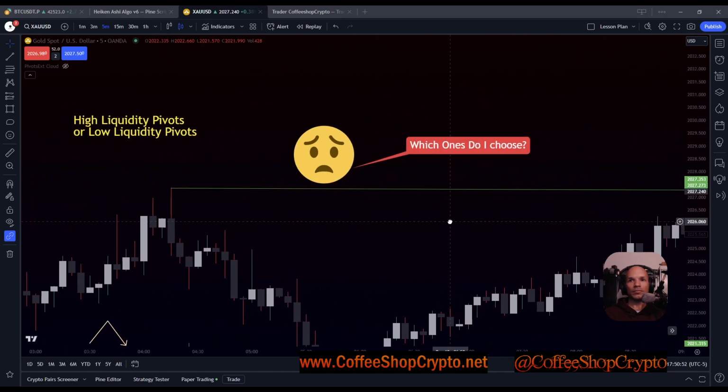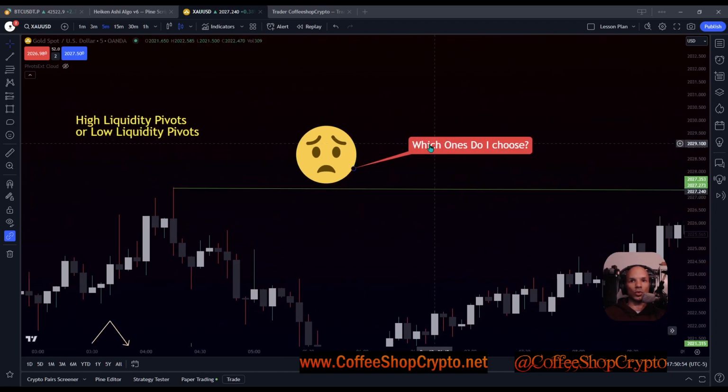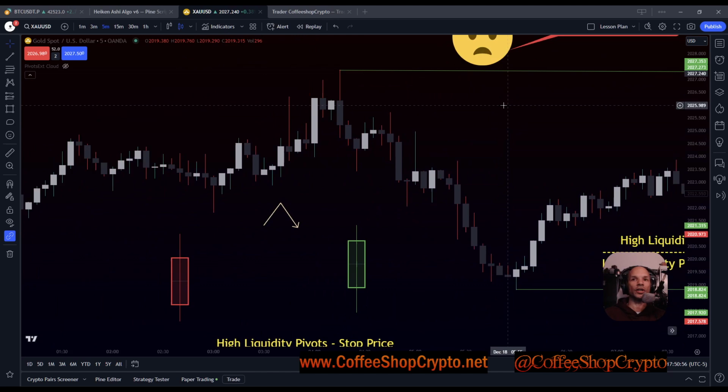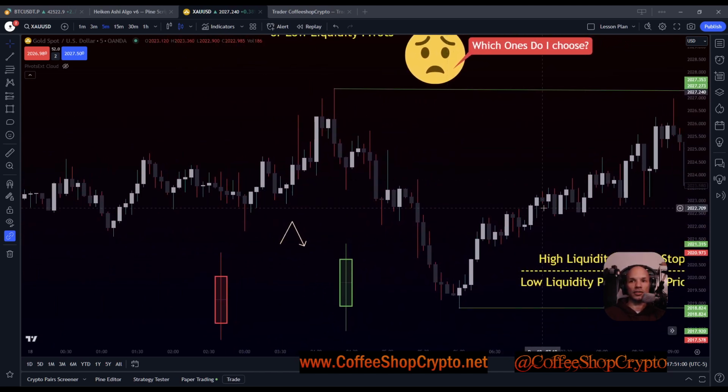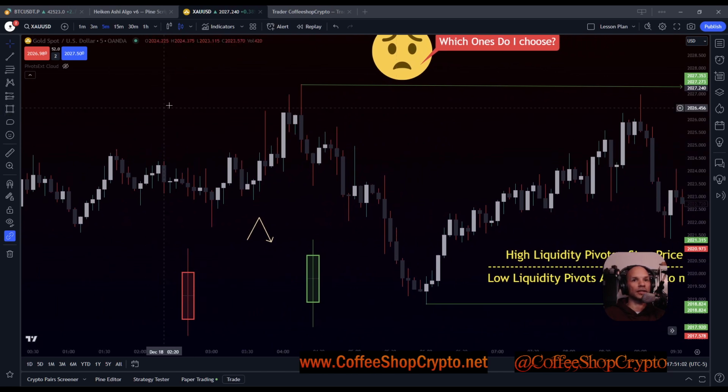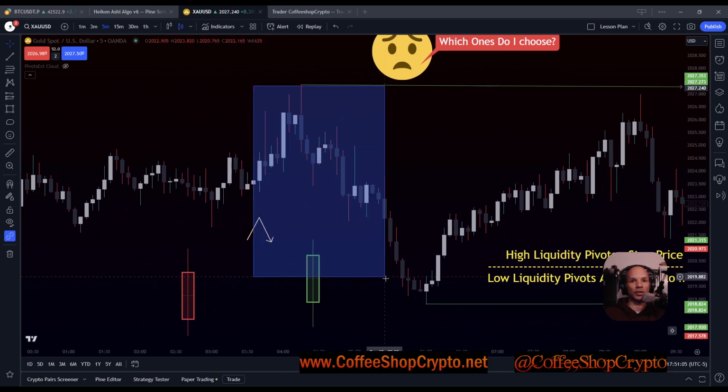So high liquidity, low liquidity, which ones do I choose? Well, that depends on what you're doing in the market, okay? So we can see that this move is here, right? And we'll just kind of go like this, right? We can see that we have a downtrend move taking place.